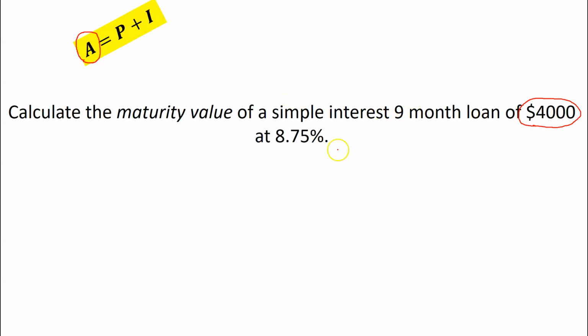I have a period of time and I have an interest rate, which means this is really a two-part question. I have to calculate the interest first, and then I'll come back and plug it in. For that, I then, of course, need my interest formula.